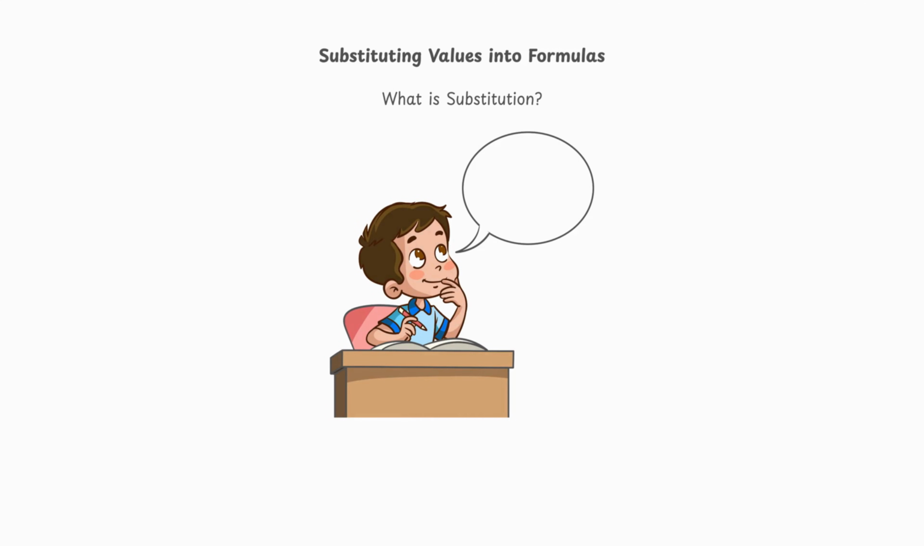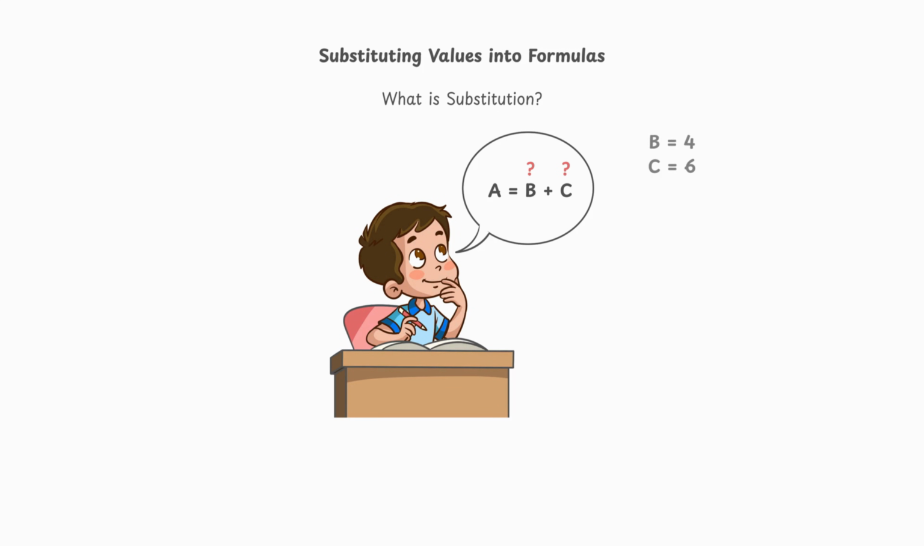In maths, substitution simply means replacing a letter with a number. You may have seen formulas that contain letters such as A, B, and C. These letters are called variables, and they represent values that can change. For example, here we have the formula A equals B plus C. At the moment, we do not know the values of B and C, so we cannot calculate A yet.